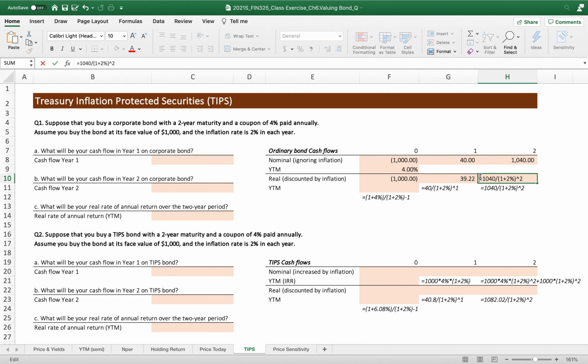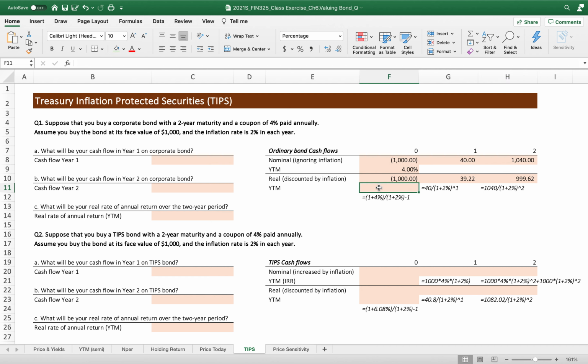Now, the 1,040 should be discounted by inflation to the power of 2, so that we can get the value of the real amount. So the real amount is discounted by the real rate. So 999.62 is the real value discounted by the 2 years of inflation rate.